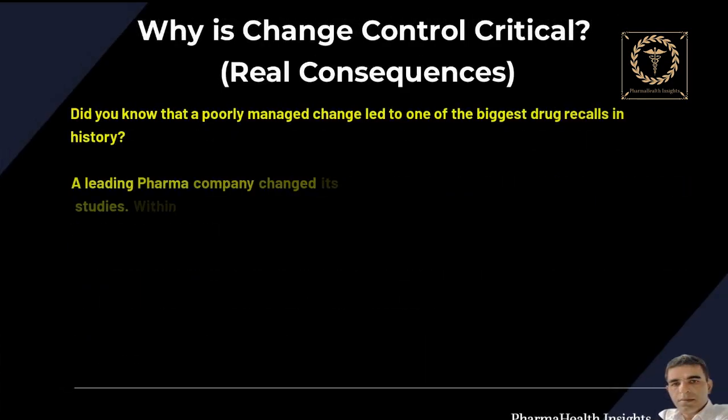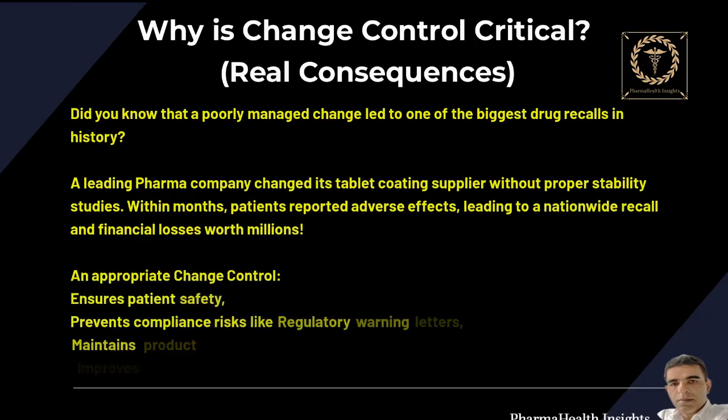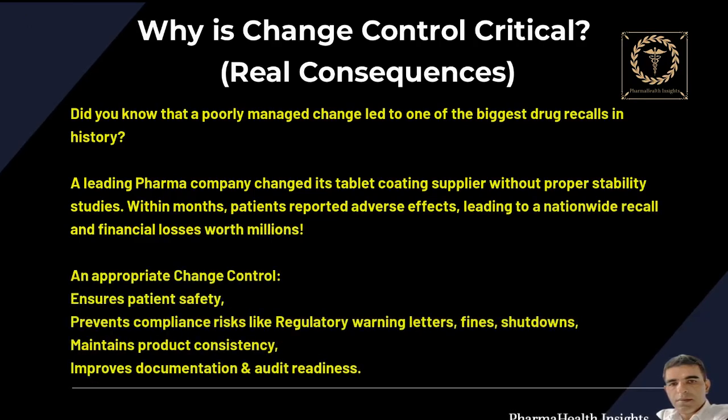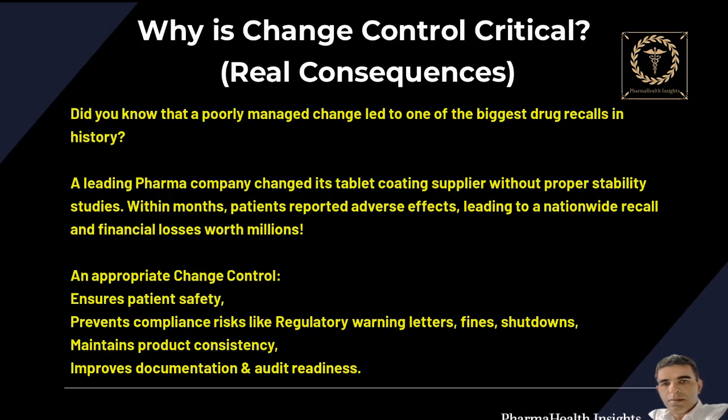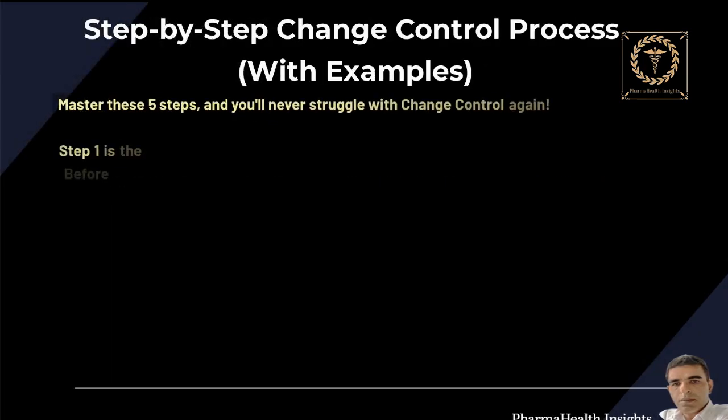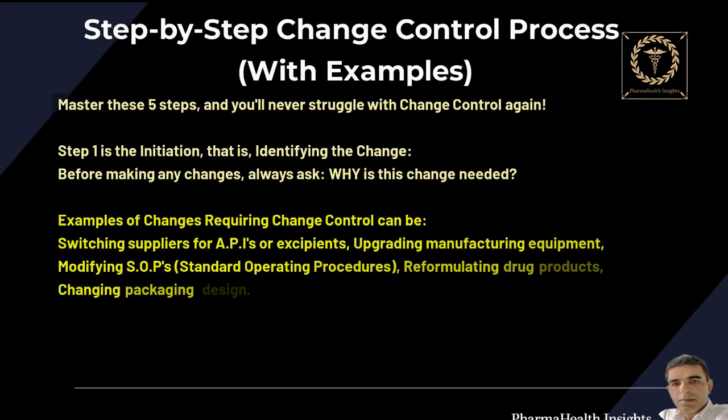Did you know that a poorly managed change led to one of the biggest drug recalls in history? A leading pharma company changed its tablet coating supplier without proper stability studies. Within months, patients reported adverse effects, leading to a nationwide recall and financial losses worth millions. An appropriate change control ensures patient safety, prevents compliance risks like regulatory warning letters, fines, shutdowns, maintains product consistency, improves documentation and audit readiness. Master these 5 steps, and you'll never struggle with change control again.